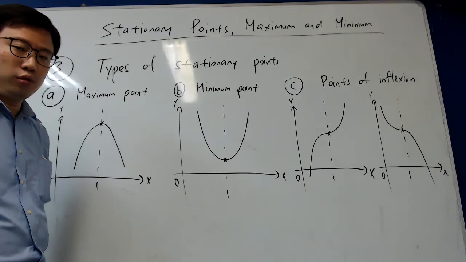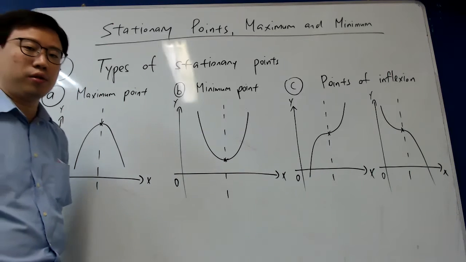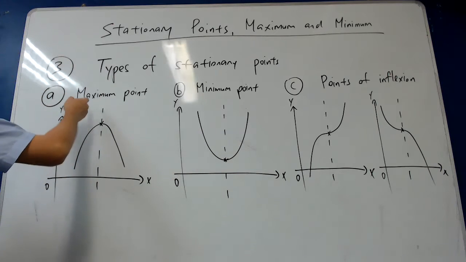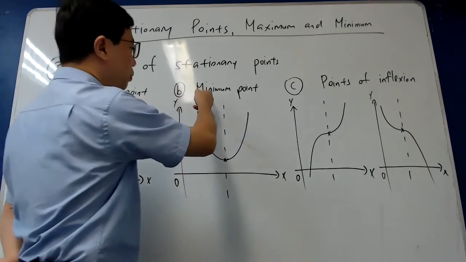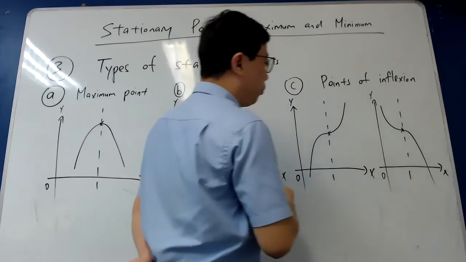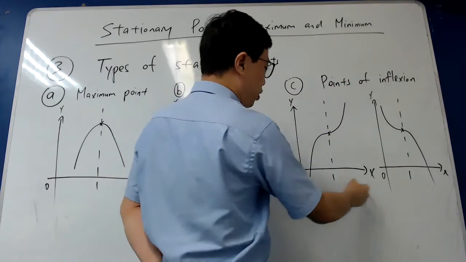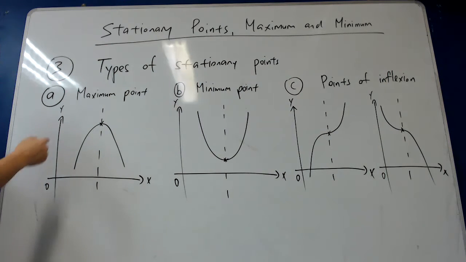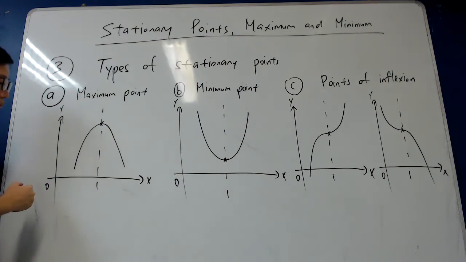Now I'm going to teach you about the types of stationary points. There are three types of them: maximum point, minimum point, points of inflection. Now for points of inflection, there are two possibilities. Let's look at maximum point first.